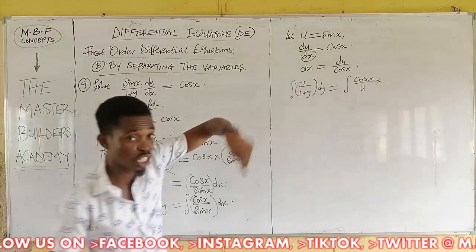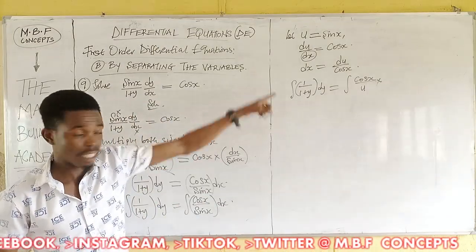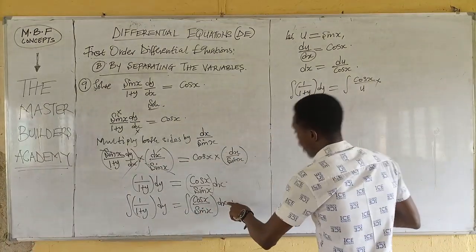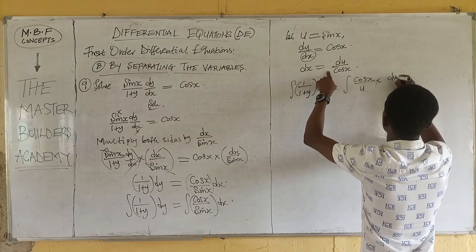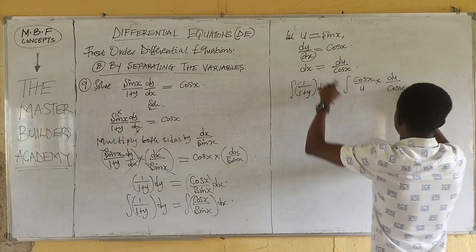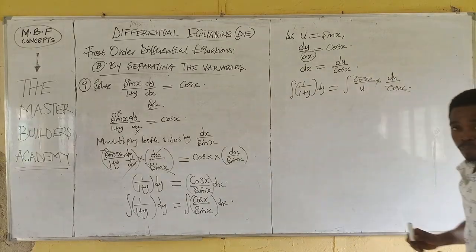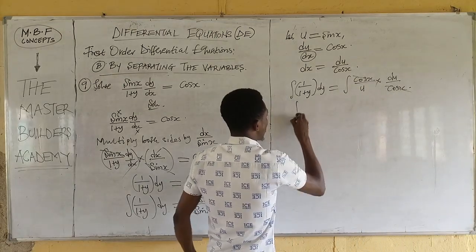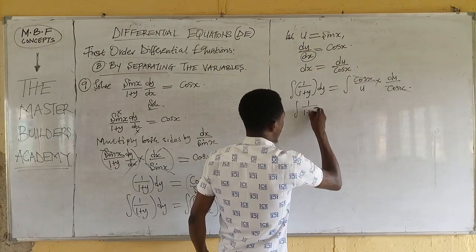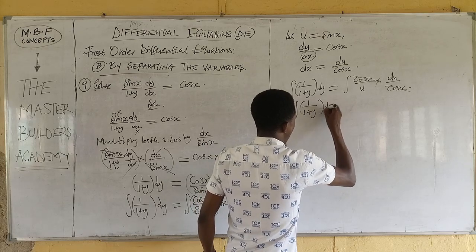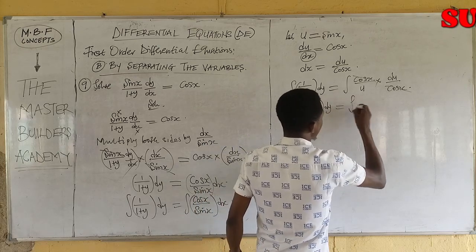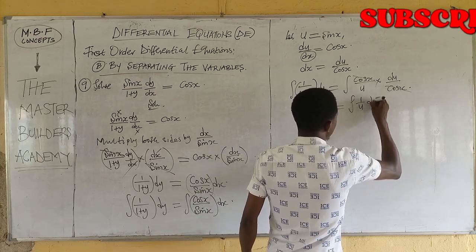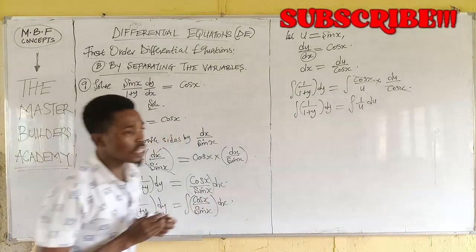And that's the reason why we differentiated that function we have. Now, in place of the dx, I'm going to have du over cos x. Guys, this will take care of this. And finally, we are going to have the integral of 1 over 1 plus y dy is equal to the integral of 1 over u du. You see, this is where we are.